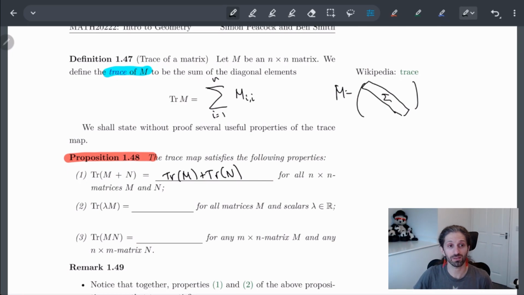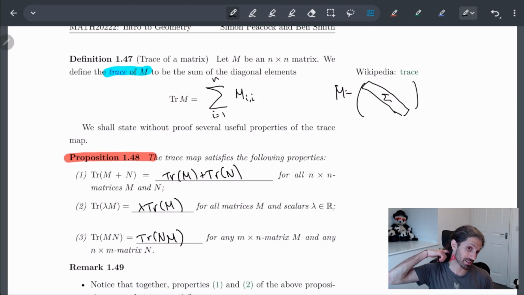If I have the trace of lambda M, we can pull the lambda out. What happens when I multiply M and N? Well, because I'm looking at the diagonal, the order doesn't matter. So I can just flip these and the traces are the same. That doesn't necessarily mean that MN is equal to NM.